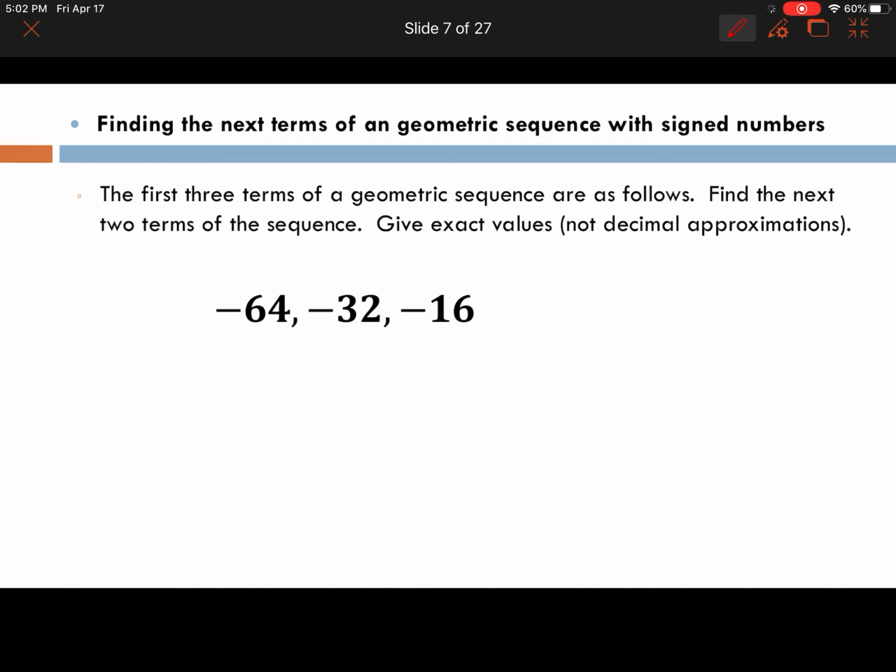Okay, so here are the first 3 terms of a geometric sequence. I'm telling you that it's geometric. I want you to find the next 2 terms. So pause the video for a second and see if you can figure that out. Come back and we'll talk about it.